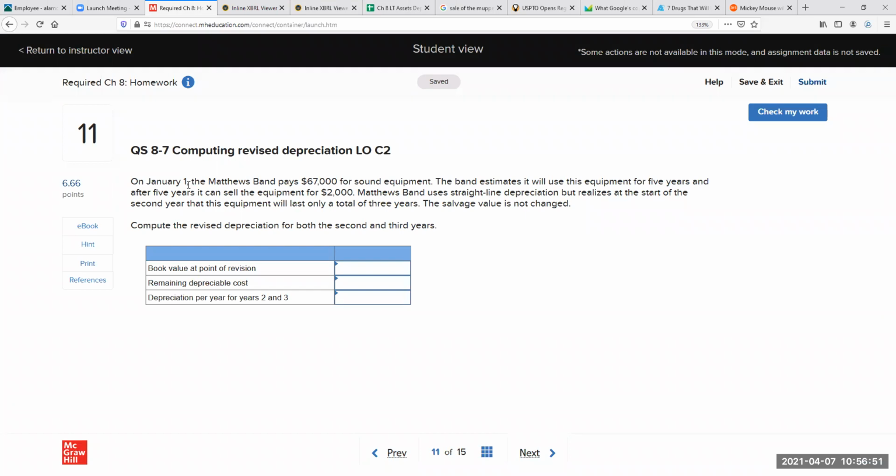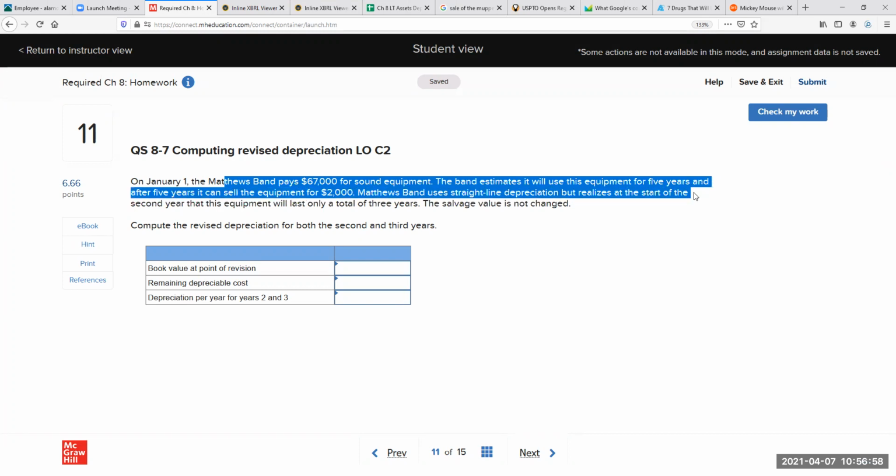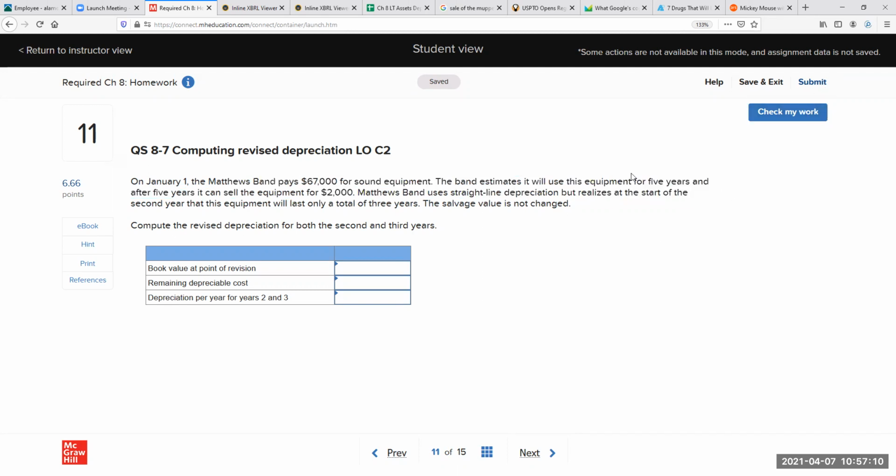Now, in this case, Matthews pays 67 for sound equipment. It's going to last for 5 years, and after 5, it can sell for 2. So right away, 67 minus 2 is equal to 65 divided by 5. They thought they were going to depreciate $13,000 a year for 5 years. Matthews used straight line, but realized at the start of the second year the equipment's only going to last 3 years.